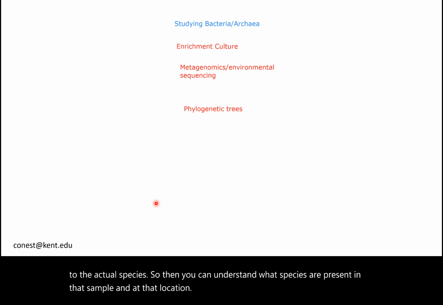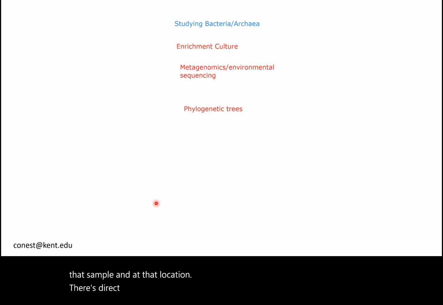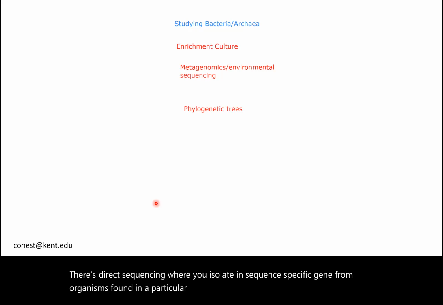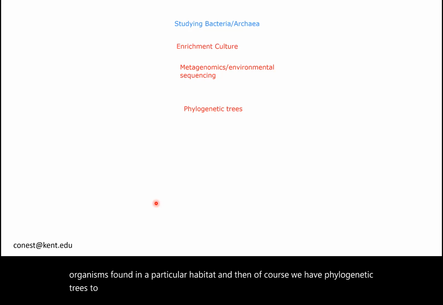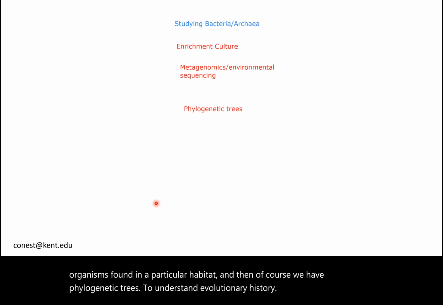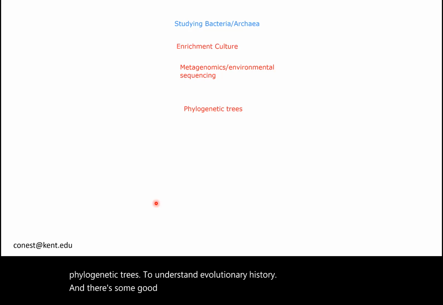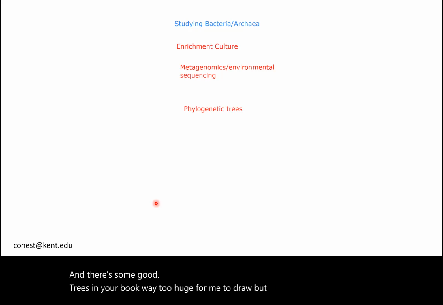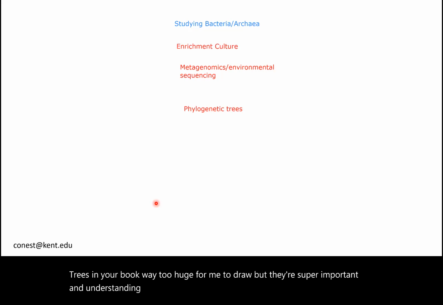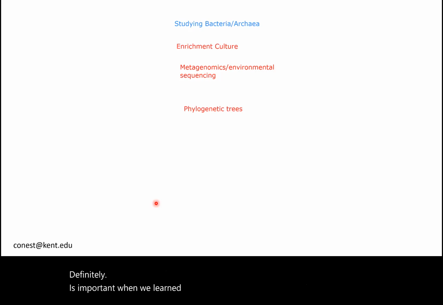There's direct sequencing, where you isolate and sequence a specific gene from organisms found in a particular habitat. And then, of course, we have phylogenetic trees to understand evolutionary history. And there's some good trees in your book, way too huge for me to draw, but they're super important in understanding how bacteria and archaea are related. And that definitely is important when we learned about eukaryotic cells as well.